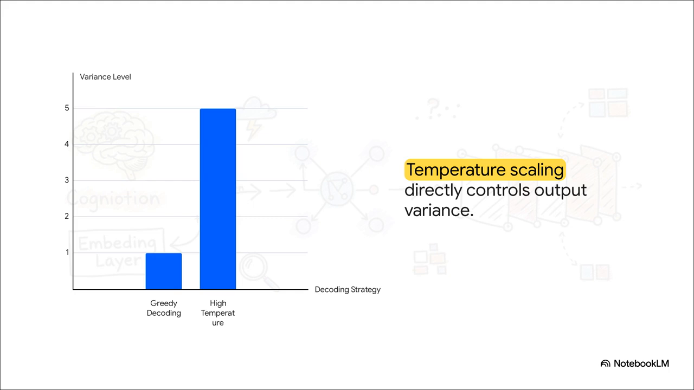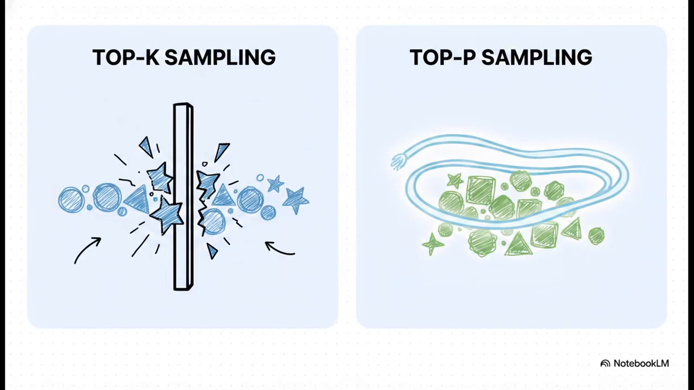By mathematically dividing the logits by a high temperature, we compress the differences between the scores, flattening the probability distribution. This encourages the model to pick less likely words, driving incredible linguistic creativity, but at the direct cost of increasing the risk of hallucinations. To prevent those high temperatures from causing total nonsense, we use truncation boundaries.